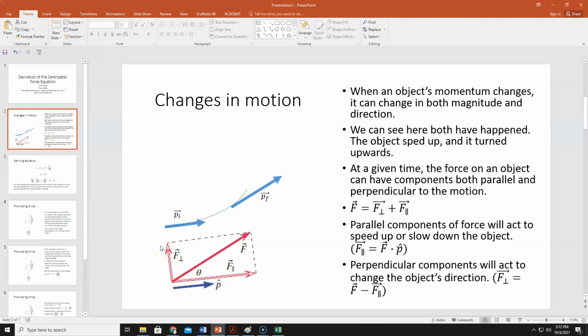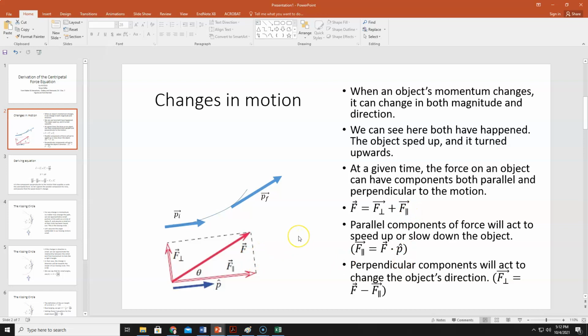And then it also had components that were perpendicular to the current momentum, and those act to turn the object, okay? Now we can write the total force on an object as the vector sum of its parallel and perpendicular components, as is shown here. F is equal to F perp plus F parallel. The subscripts here indicate perpendicular for the little upside down t, and parallel for the two parallel lines.